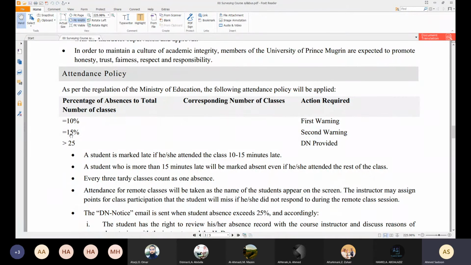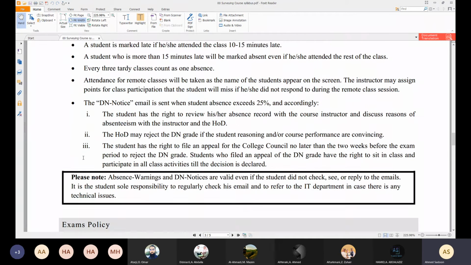If you miss more than 10%, you are going to receive a first warning. If you miss more than 15%, you will receive a second warning. If you miss more than 25%, you are going to get DN. Make sure that you don't miss any classes. And here we have 15 lectures, so make sure that you are not going to miss any one of them.